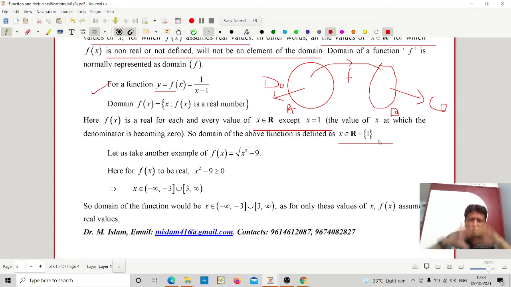Removing the 1, the whole real number set that remains, that is your domain. Am I clear, everybody? Yes. Okay.